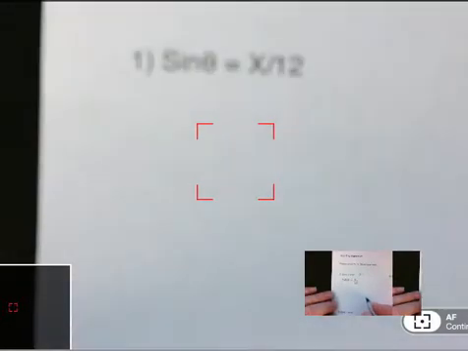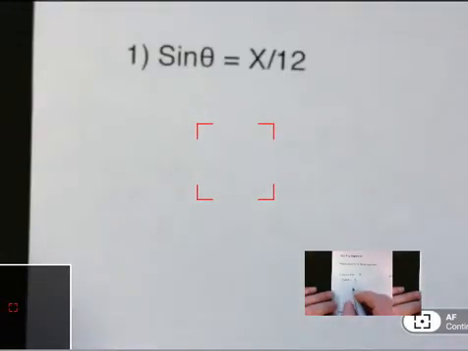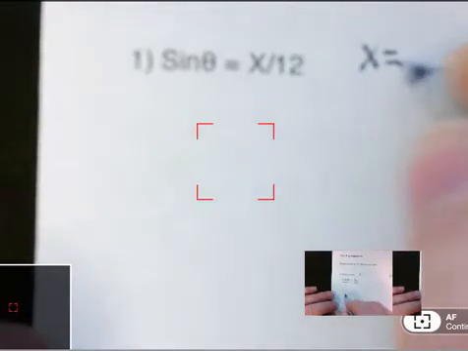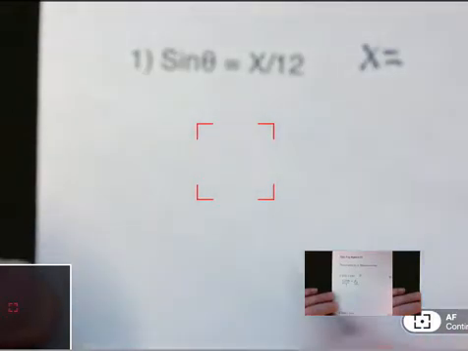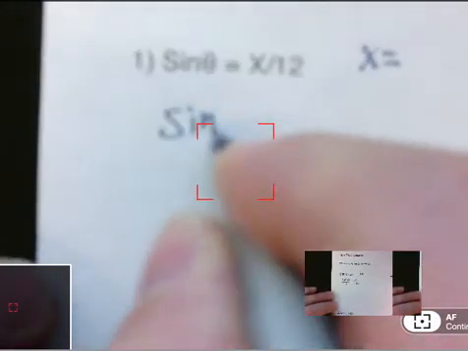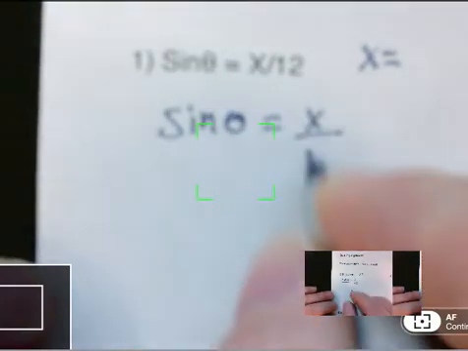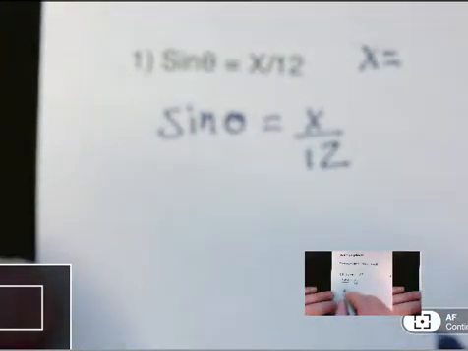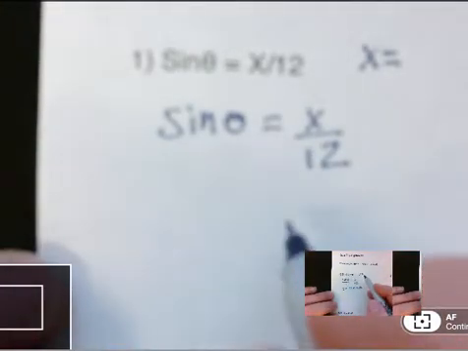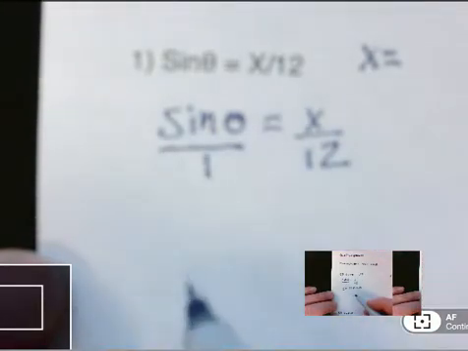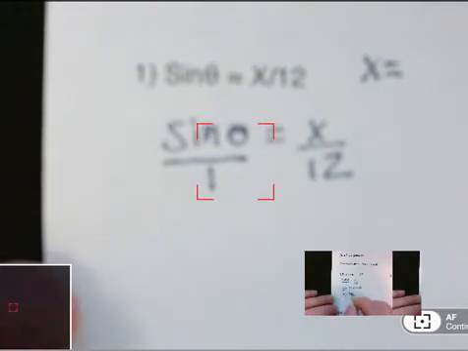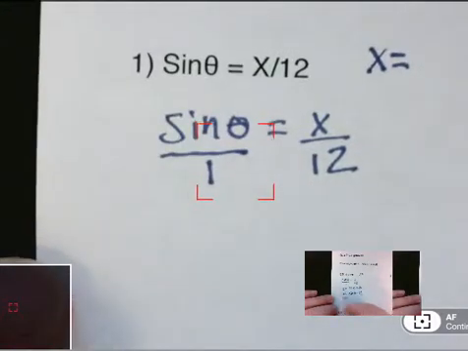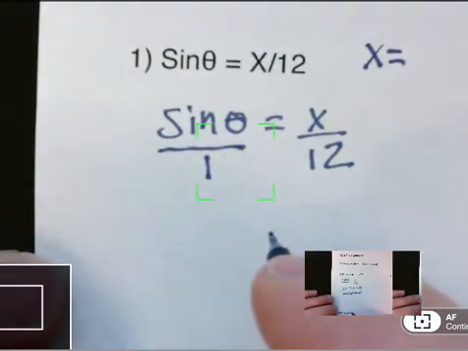When we have x over 12, we then can put sine theta over 1, giving us a fraction. And then we can see that we can cross multiply here, and we end up with x equals 12 sine theta. What we were looking for in the beginning was something that was x equals, and now we have x equals. Some students, when cross multiplying, would do this: sine theta times 12. We don't write it that way. We always put the 12 in front as a coefficient.